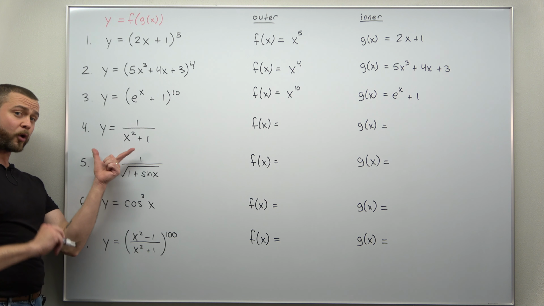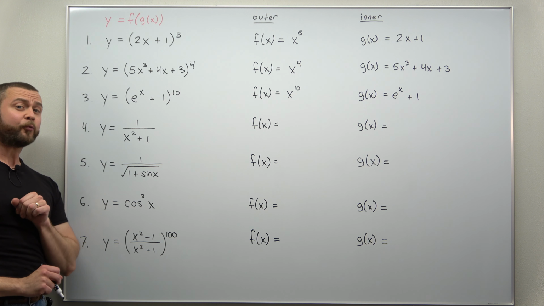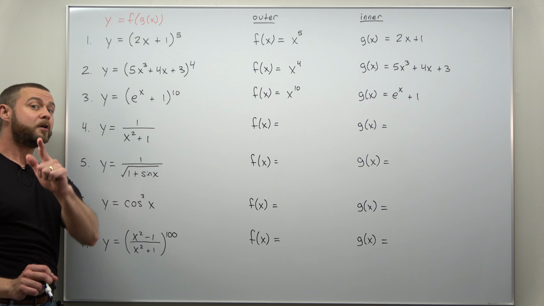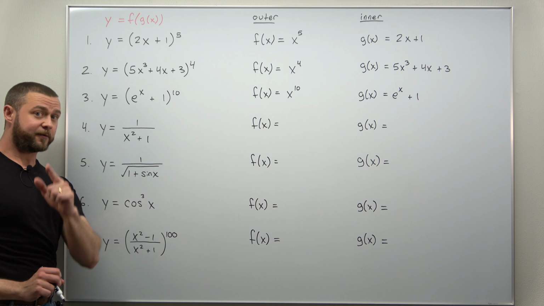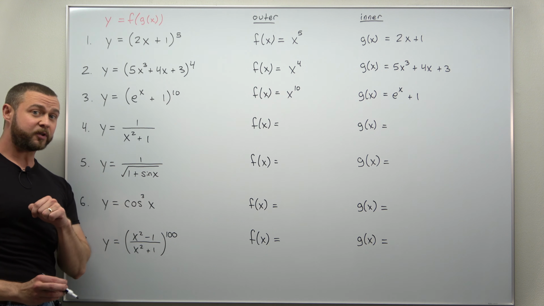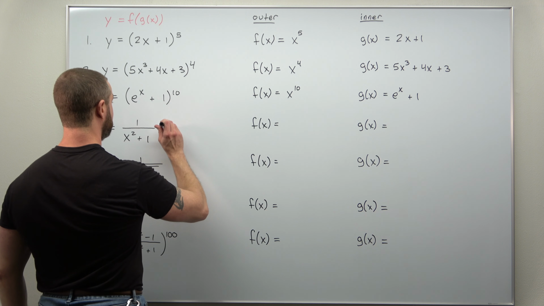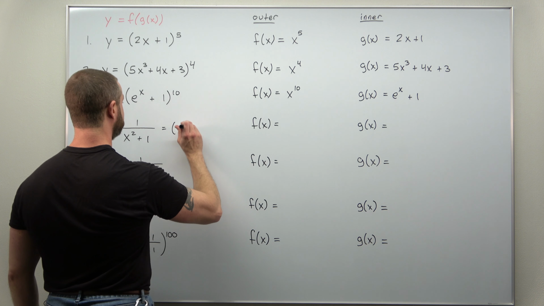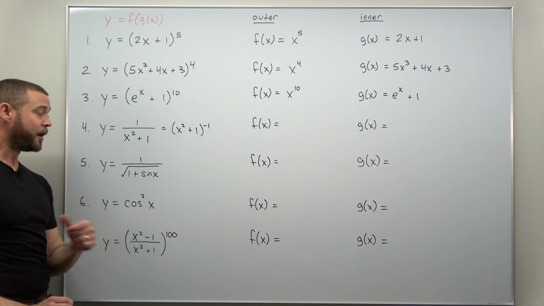Things are a little more complicated for example 4 and 5, but we can rewrite them. Remember, that's one of our tips for applying the product and quotient rules. Rewrite before you differentiate, and that still applies here. We can rewrite this as x squared plus 1 to the negative first power.